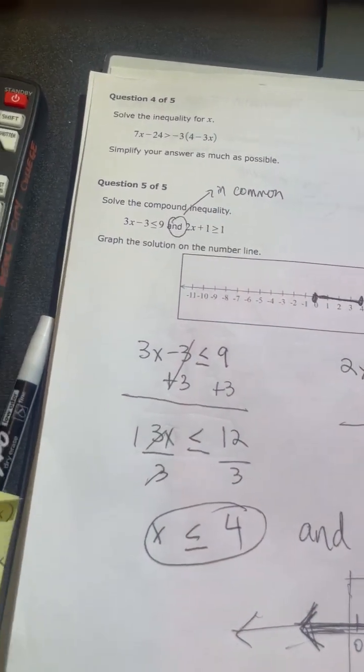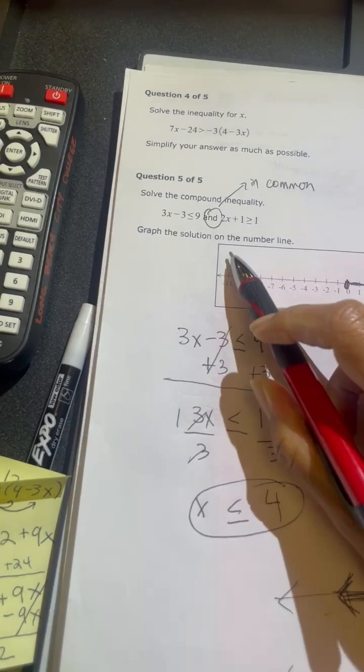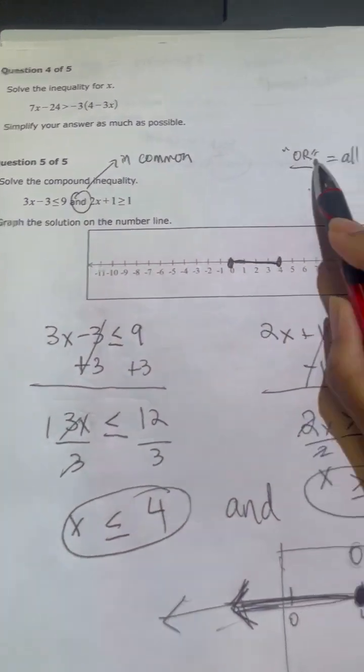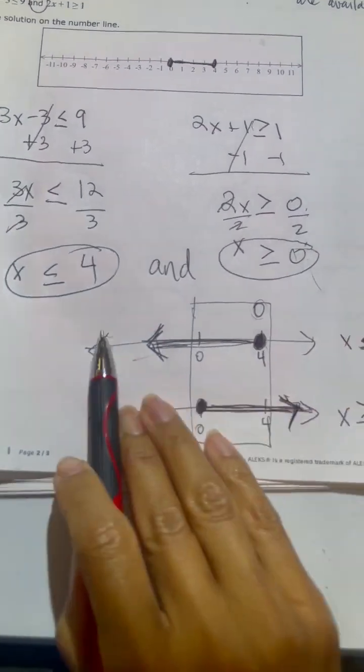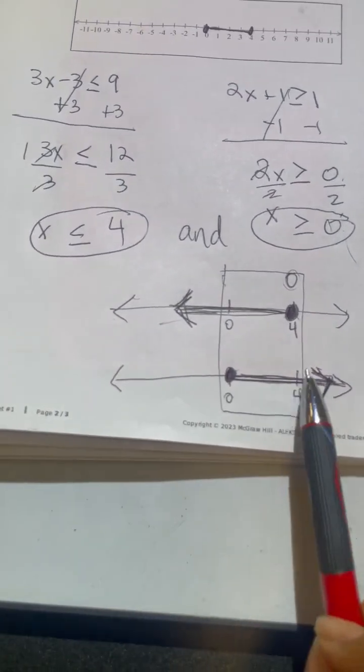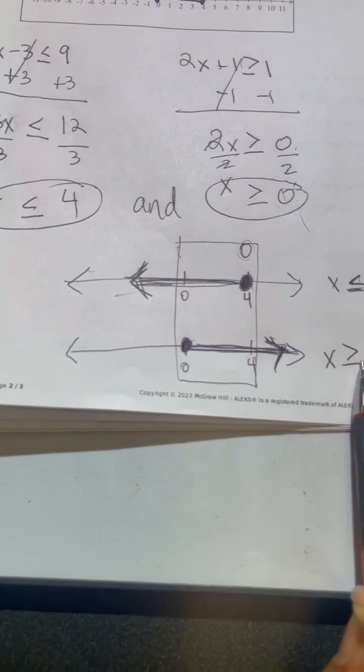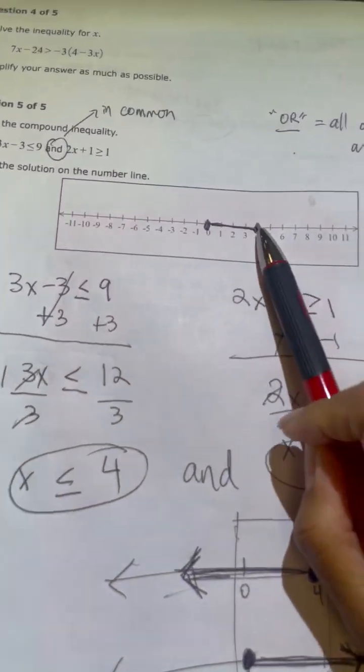Just a warning, if you see this in your homework or your exam or quiz, if it says or, then all of the solutions are going to be part of the answer. I mean, all of this solution and all of this solution. If it says and, it's just what they have in common.